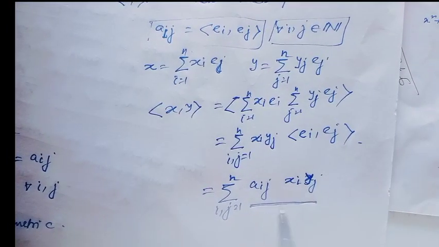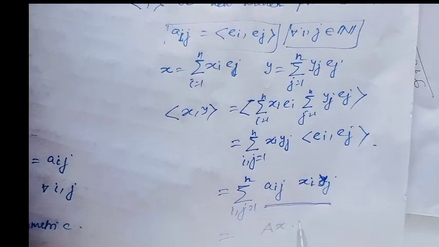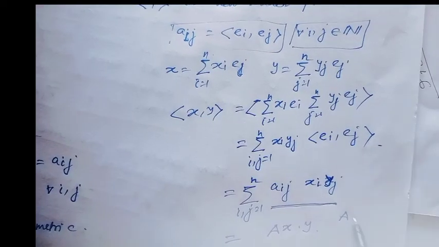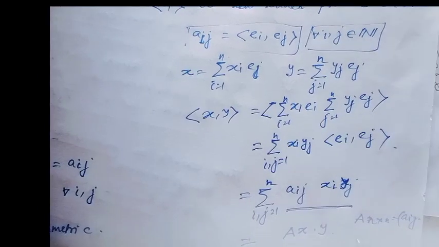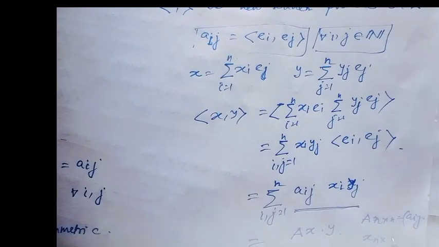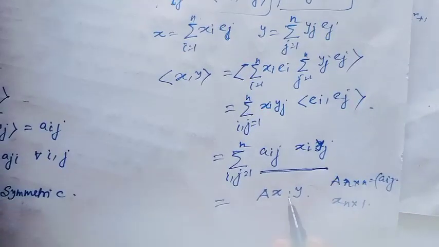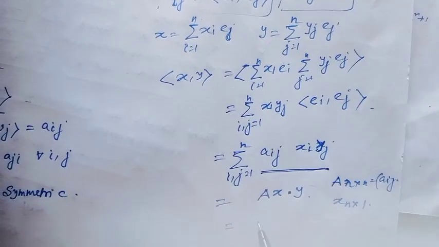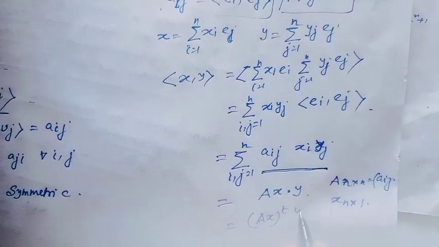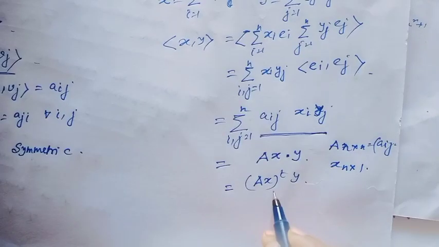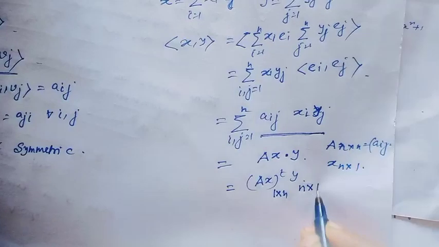Therefore there is a nice observation. We can write this as the dot product of Ax with y, where A is the n × n matrix aij and x is an n × 1 vector. Then Ax dotted with y, by the property of dot product, is (Ax) transpose y. So this is a matrix of type 1 × n and this is a matrix of type n × 1.